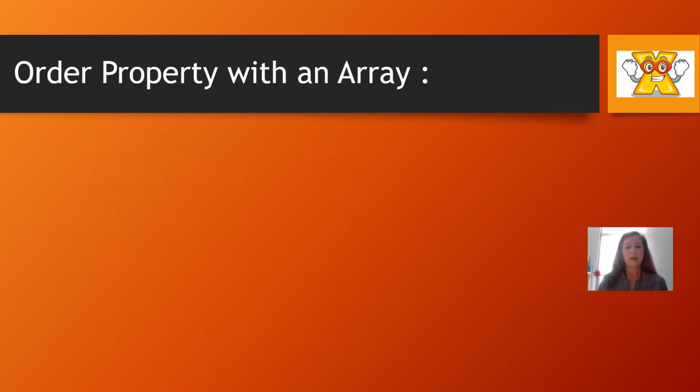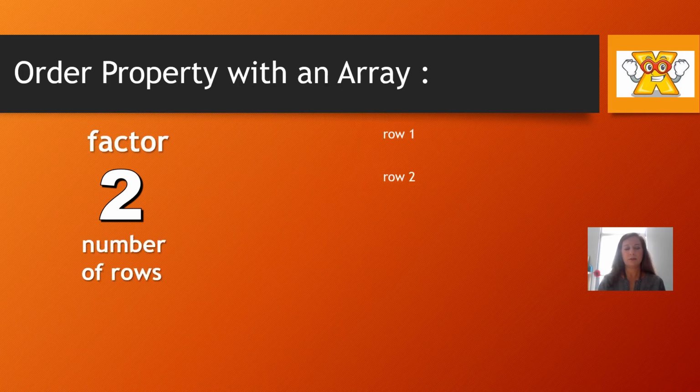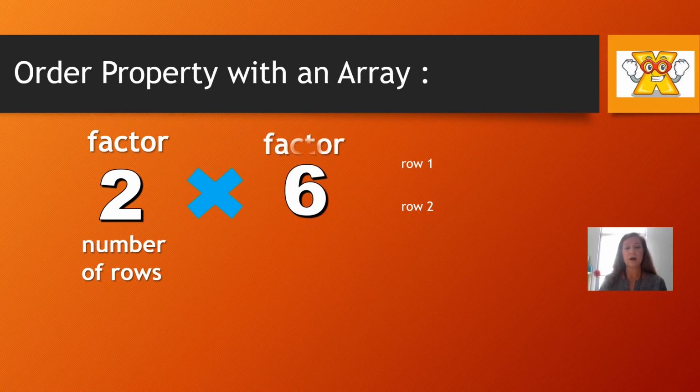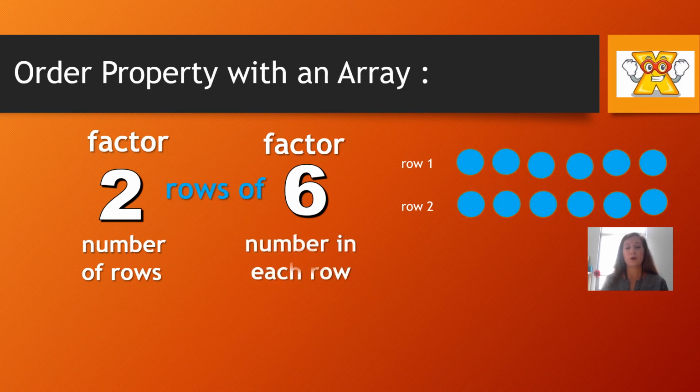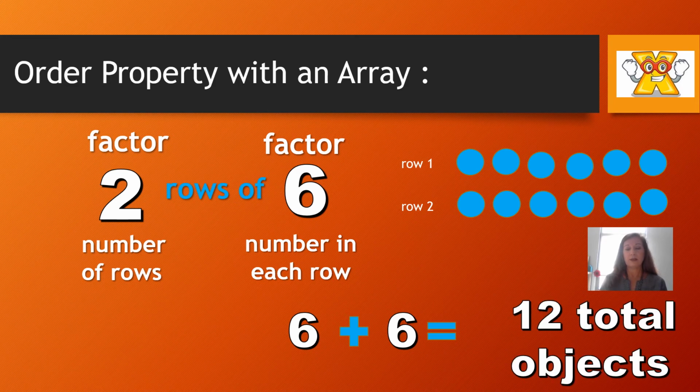So let's take a look at another example. So if I had 2 rows, there's my 2 rows, and I wanted to have 6 objects in each row, I could say that I have 2 rows of 6. So there's my 6 objects in my 2 rows. When I write an addition sentence, that's going to be 6 circles from the first row, 6 circles from the second row. So now that's going to give us our 12 objects, because 6 plus 6 is 12.